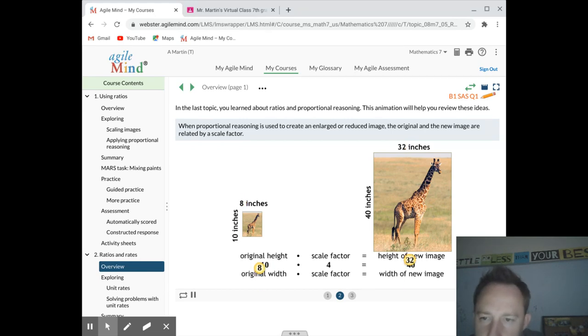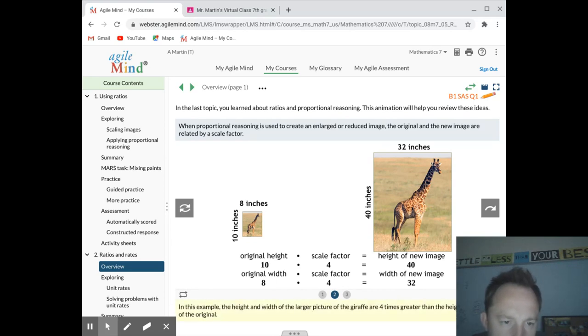All right. So what's taking place here? Walk us through this. What's happening, Najayla? They're multiplying by 4. All right. But what did they do to the original image? Did they multiply just one part by 4? Did they multiply both parts by 4? They multiply length times width by 4. All right. So they multiplied the length by 4 and they multiplied the width by 4. And when they did that, what happened? They got a big picture.